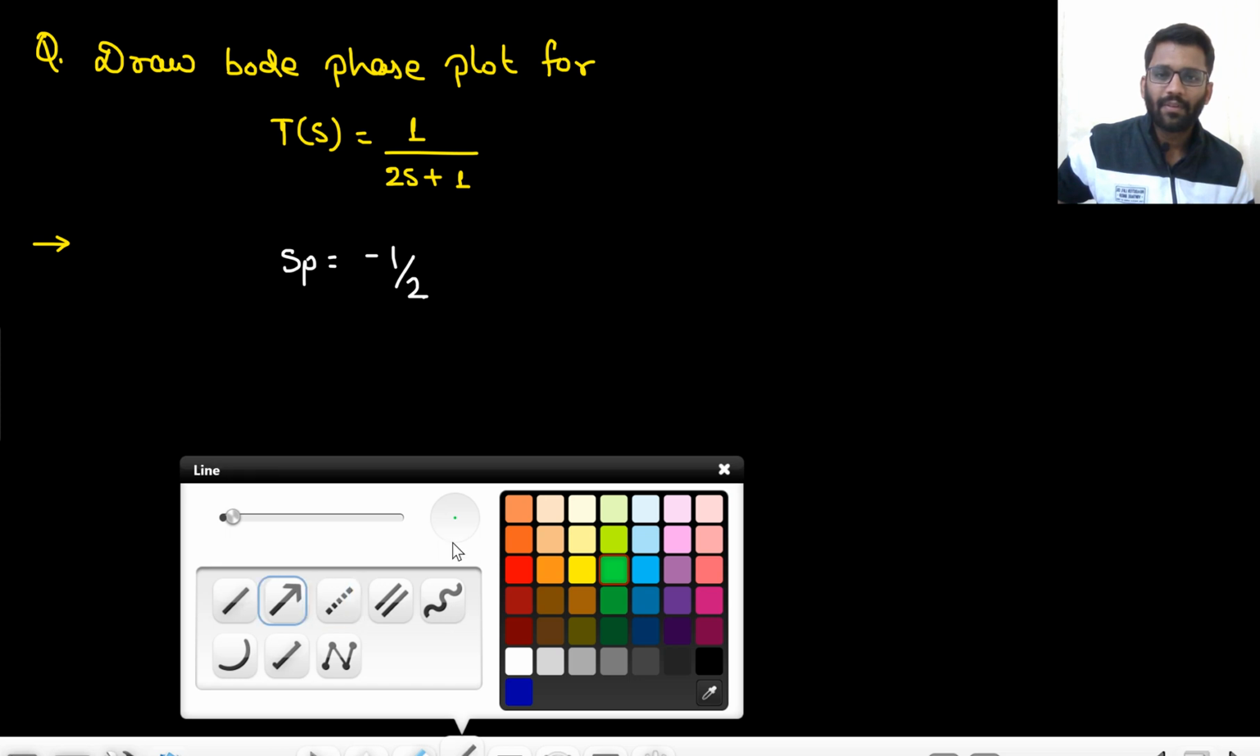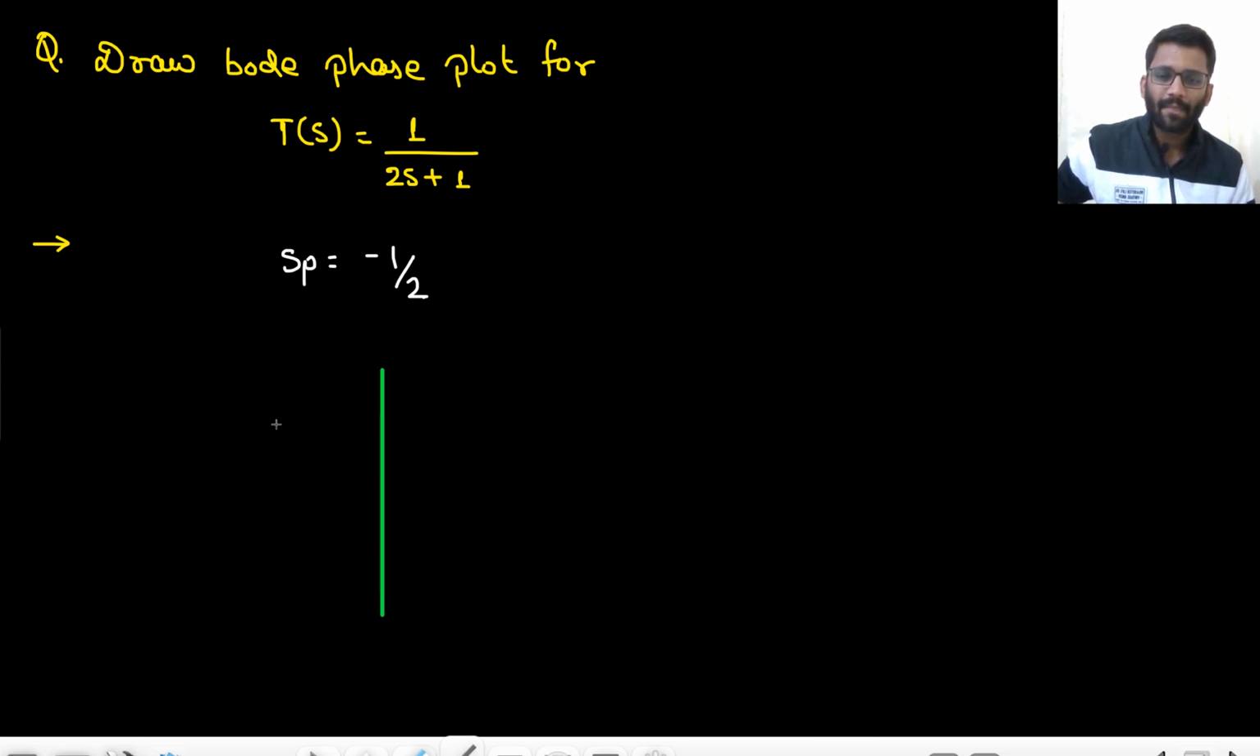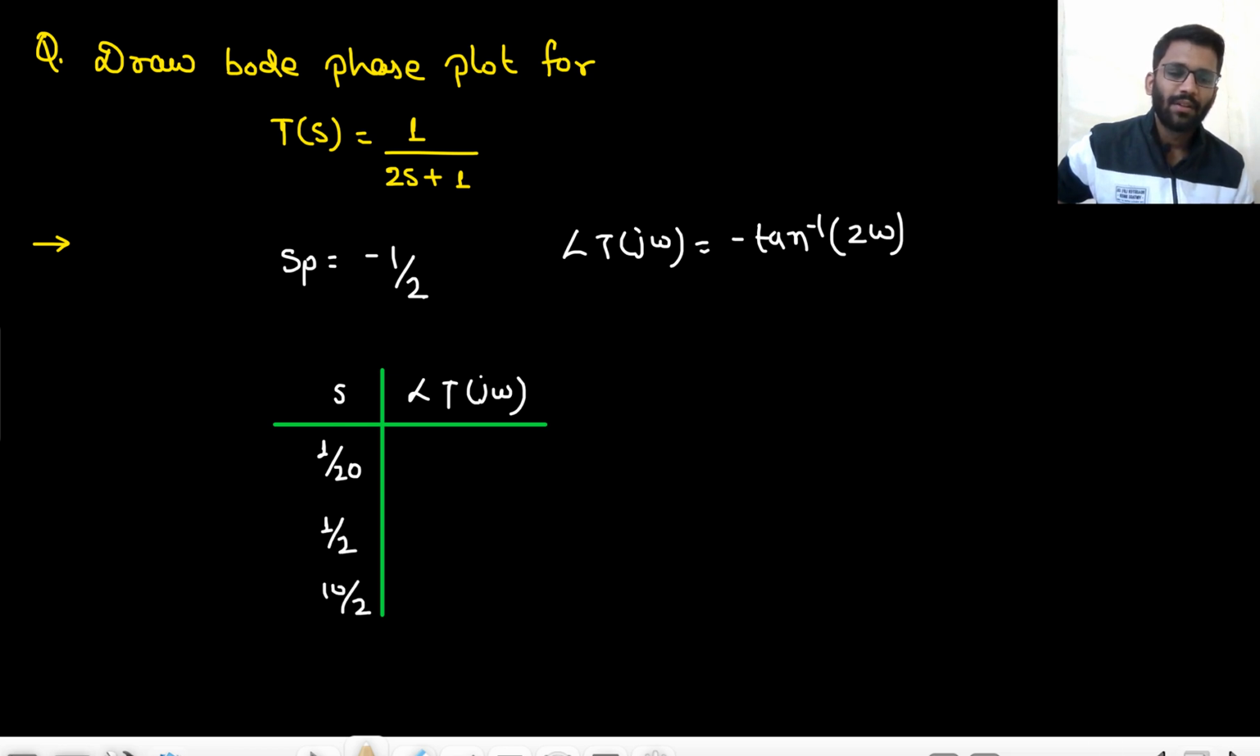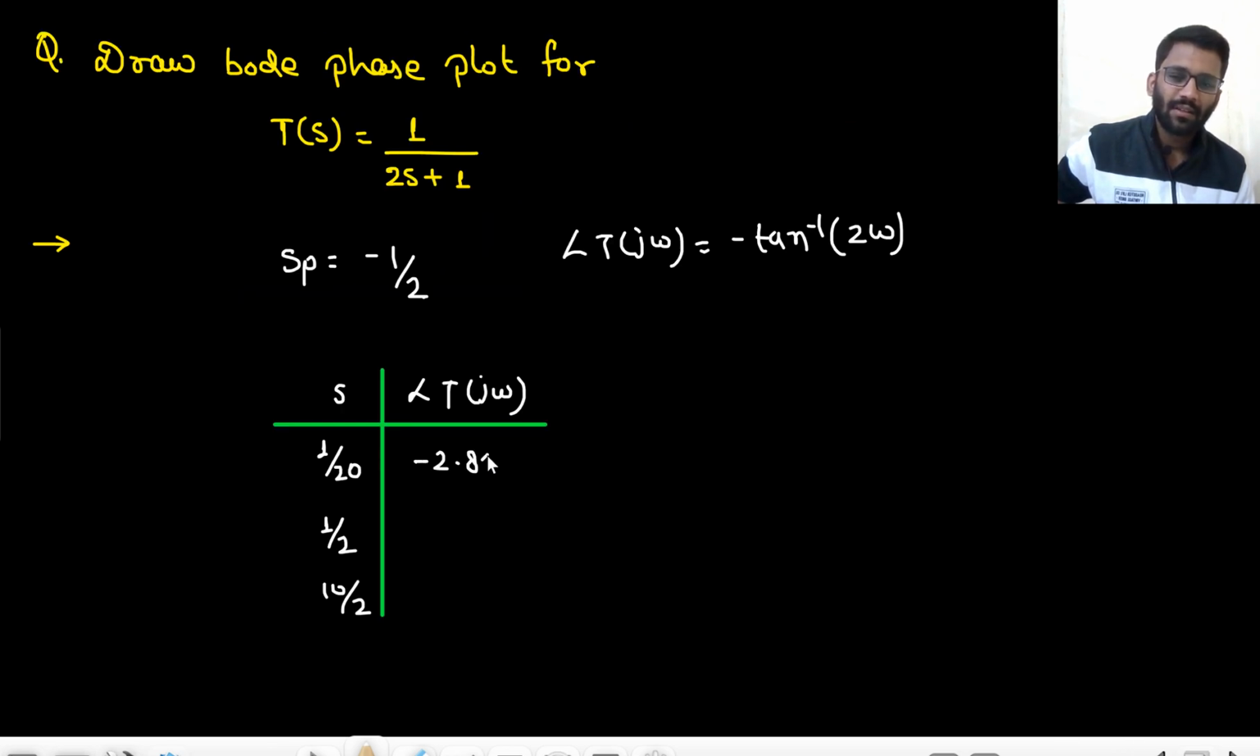Okay, so what will happen? Like previous example, I can make a table here again: the value of S and the angle. What is the angle this time? The angle of j omega is minus tan inverse 2 omega. So I can put the value of 1 by 20, 1 by 2 and 10 by 2. The values of angle that I will get is minus 2.86 degree, minus 45 degree, minus 84.28 degree. This will be nearly approximated to 0 degree, this to minus 45 degree, and this to minus 90 degree.